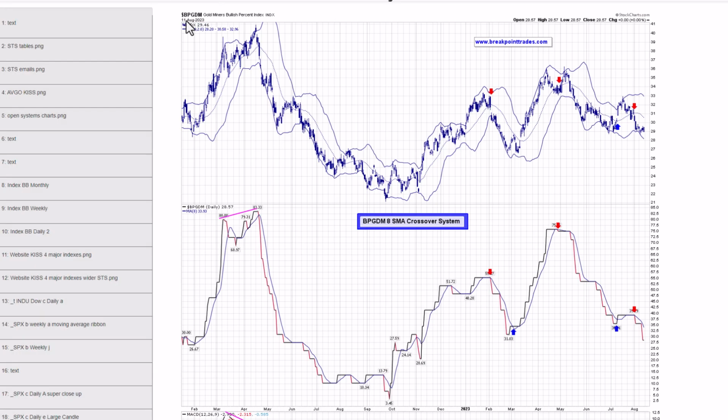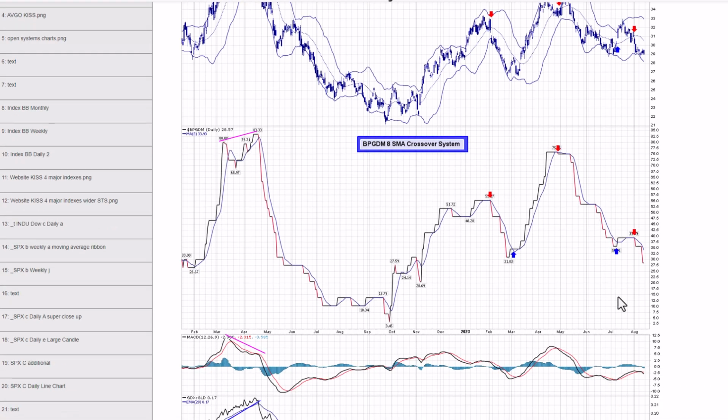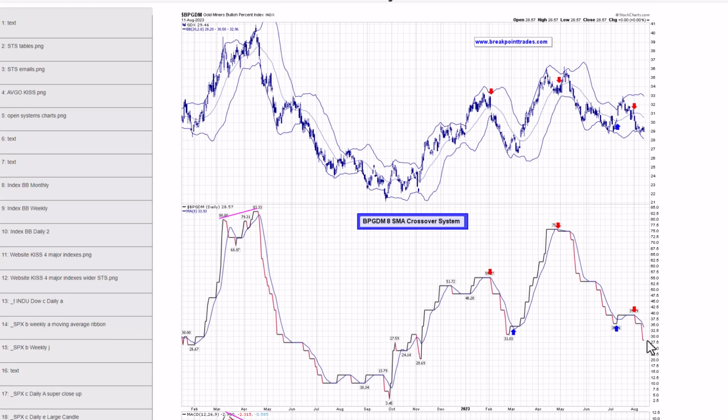Chart 115, here's the bullish percent gold miners index. This is a system chart. You get your buy and sell signals over the 8 EMA. You know, this gave a little buy signal there in July, and then it gave a sell signal there in early August. So that has played out. BPGDM is now 28.5%. So it is working a little more oversold. Remember, I warned back in April when this was 75%, it was quite extended.